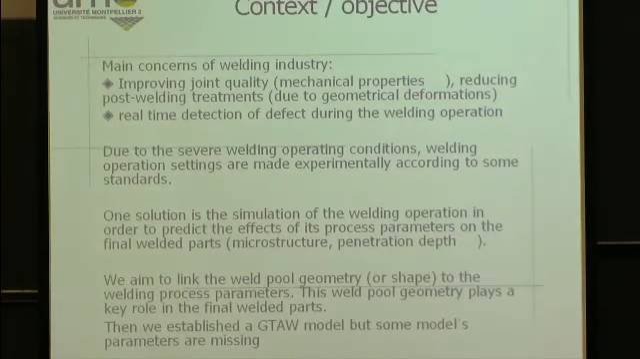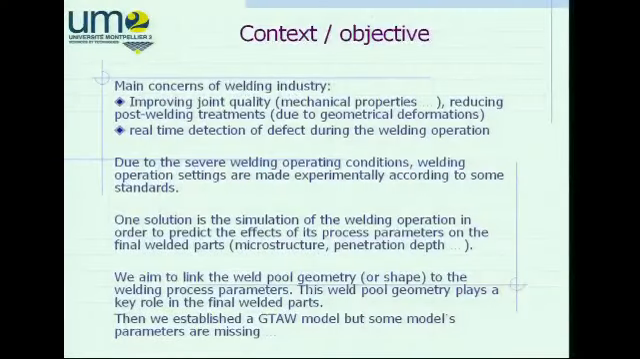So the context. In the welding industry, what they want is to improve the joint quality, I mean the mechanical properties. Because when you are heating a material, you are sometimes losing some properties of the material, so we want to improve that. Another thing is that when you are heating a material, you have lots of deformation. We want to prevent or reduce this deformation. Another topic is the real-time detection of defects during the welding procedure. I won't talk about this one. We'll mainly talk about the first point.